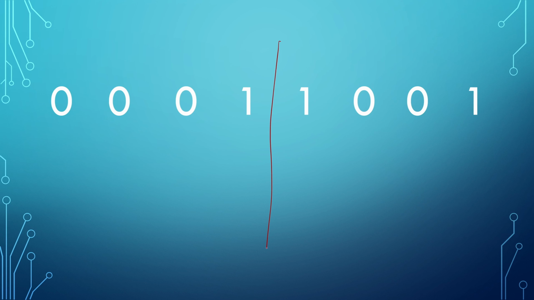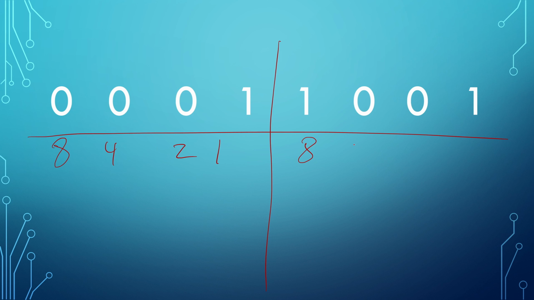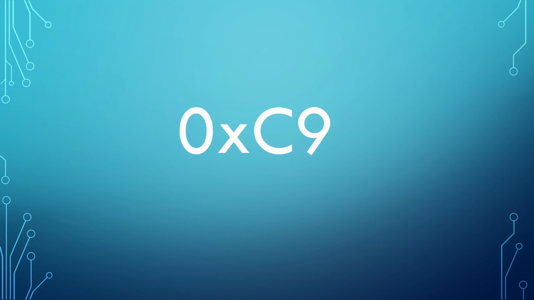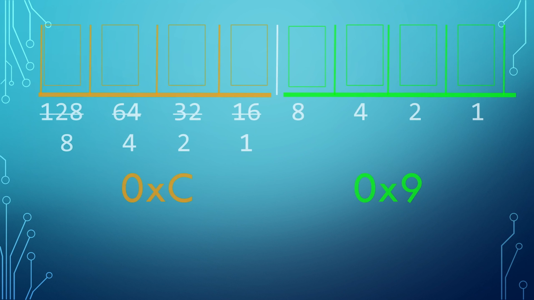And finally, we have this one. It's going to be 1 plus 8 plus 1 is 9. The answer is 0x19. Now, to go from hex to binary, the opposite way, is just as easy, honestly. So we have 0xC9. We're going to put this into binary numbers. We take that modified version of the chart, where it's 8421, 8421.